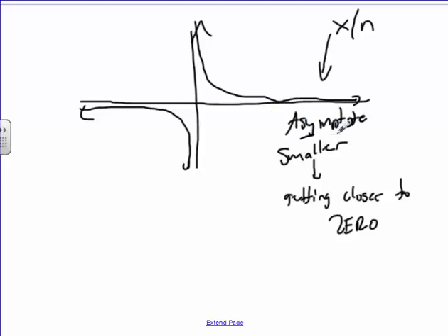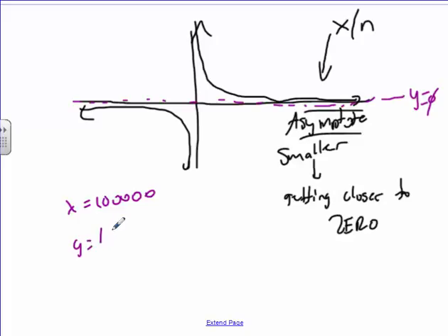Asymptote. Hopefully you know that word. The idea that we usually draw dotted lines? There's a dotted line here at y equals 0, which is actually impossible to achieve. Y will never be 0. Even if you picked x as 1,000,000, then your y would be 1 over 1,000,000. Will it ever actually equal 0?